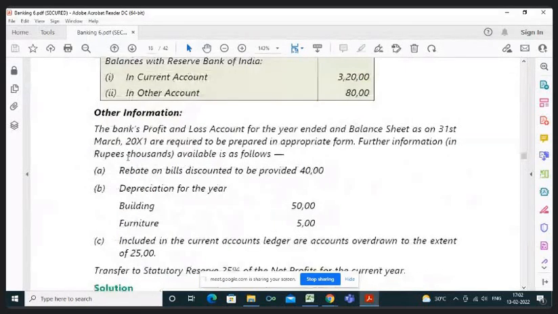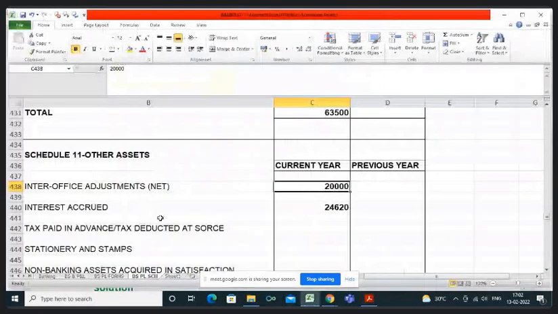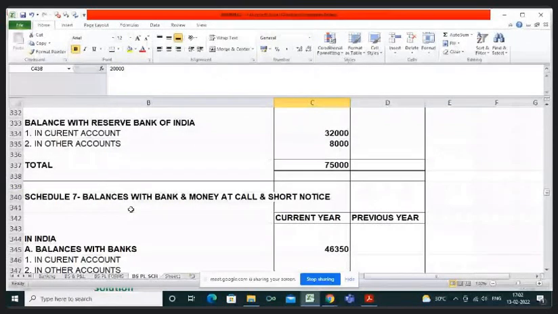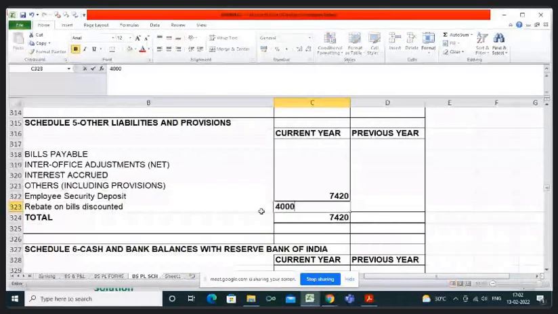Now, rebate on bills discounted to be provided. So, how have we adjusted? We have already adjusted it as a part of income. From the income we have deducted. So what we need to do, we have to show it as a credit balance or other liabilities in the balance sheet. So where will it be part of? It will be part of the other liabilities, Schedule number 5. There we have to write rebate on bills discounted and the amount is 4,000.